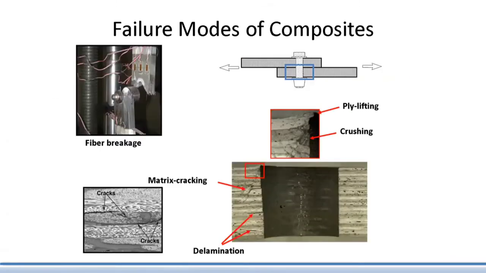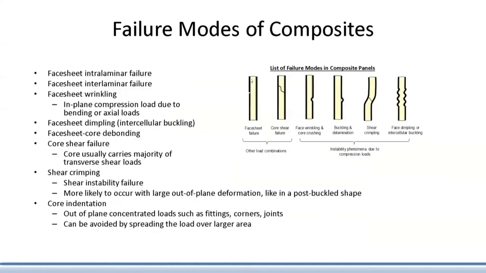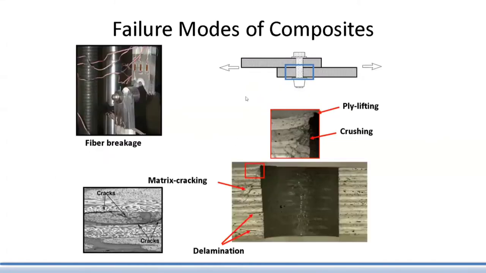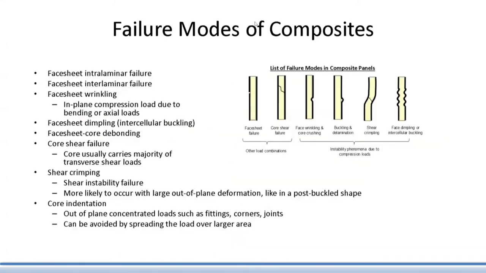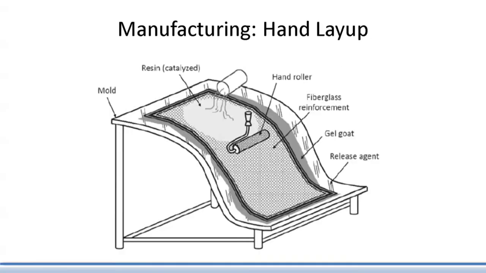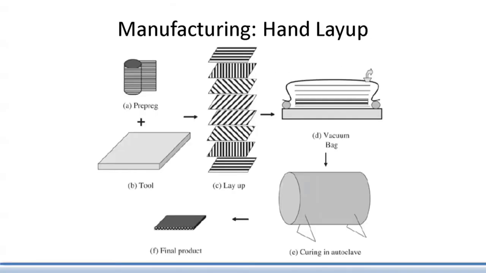And then you have the laminate failure modes. And these failure modes are going to be part of this set of failure modes. So not only do you have these failure modes, you also have all these failure modes to take care of. Okay, and in this course, we're going to cover how to predict these failure modes and how to assess them for a particular design. So then we talked about manufacturing already quite a bit.